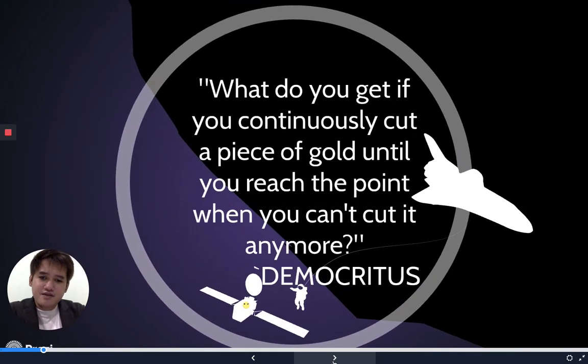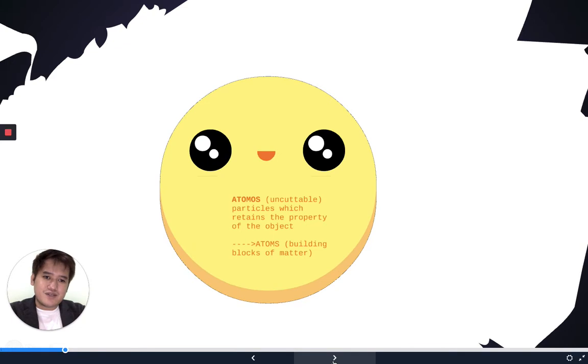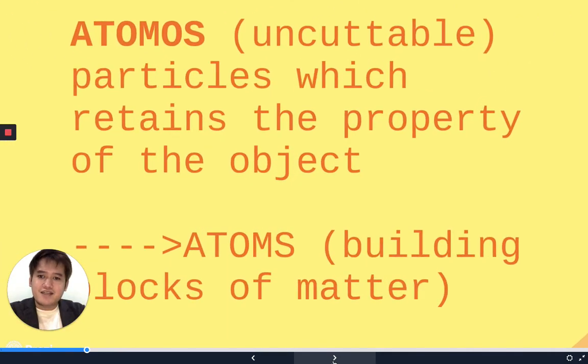There was this one man in Greece credited for asking the question, what do you get if you continuously cut a piece of gold until you reach the point when you can't cut it anymore? This is some sort of a legend or a story that has been handed down through so many generations. It has been pointed out that it was Democritus who started speculating about things, and he asked that question. He called those indivisible particles atomos, which are primarily uncuttable particles which retain the property of the object.